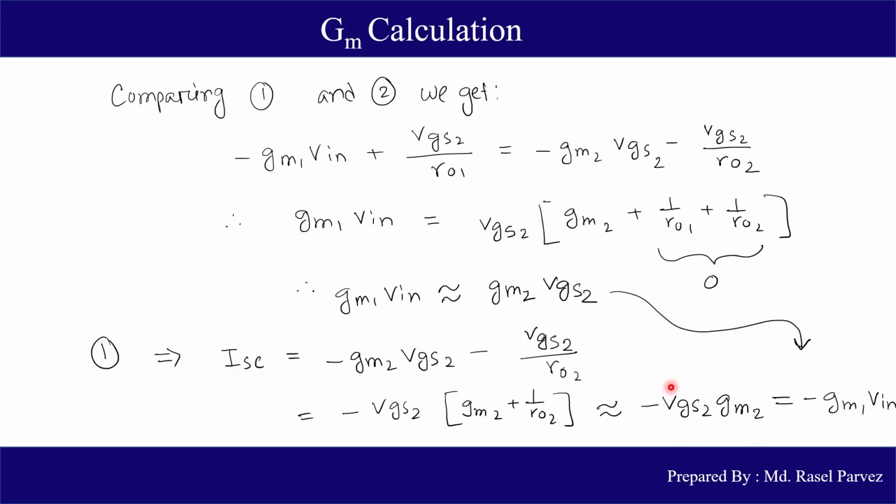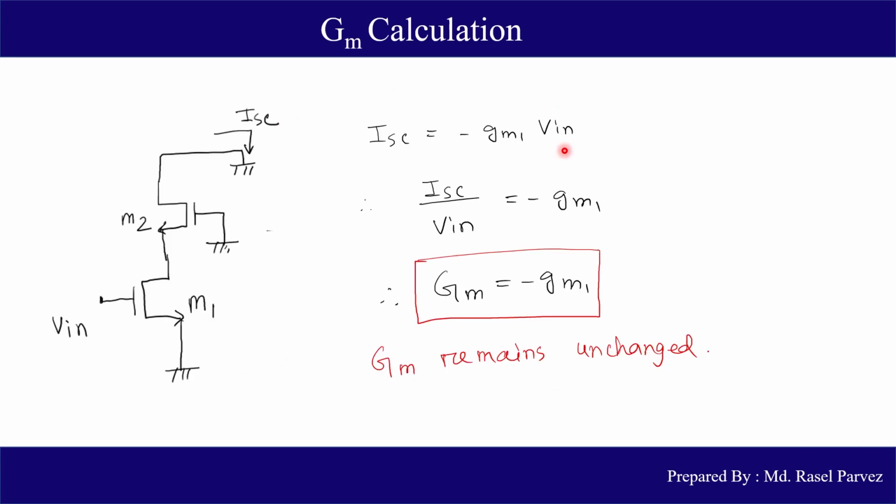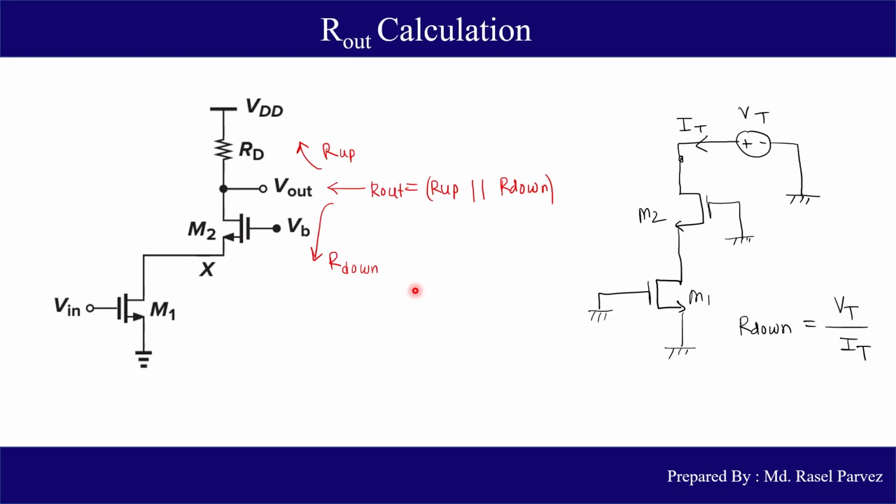If you look closely, this is the same as this term shown here. So we can replace this term with this term and finally get the final equation of Isc, which is written again here. So when we take Isc divided by Vin, we get the total transconductance of this circuit. And surprisingly, we see that it is actually equal to the small signal transconductance of this M1. It means that even after adding M2, we haven't seen any change in the total transconductance of the circuit. So we say that Gm will remain unchanged in the Cascode amplifier.